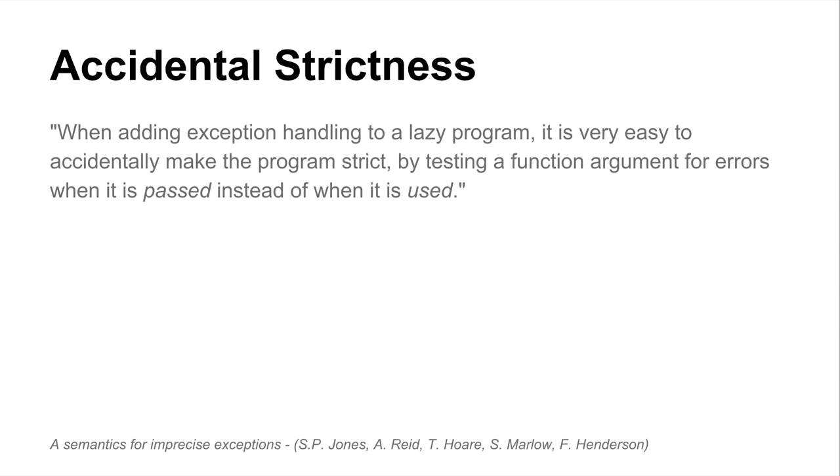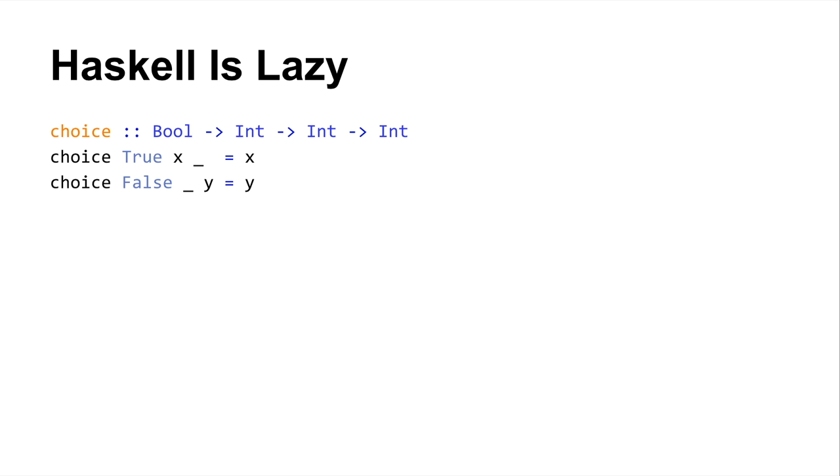So the other thing that they talk about in Semantics for Imprecise Exceptions, which is a spectacular paper and really helped me understand how this stuff works in GHC, is that it becomes very easy to accidentally make your lazy Haskell program strict when the return types of your functions are these types that represent success and failure. So we know that Haskell is a lazy programming language. So I got this choice function that I wrote.